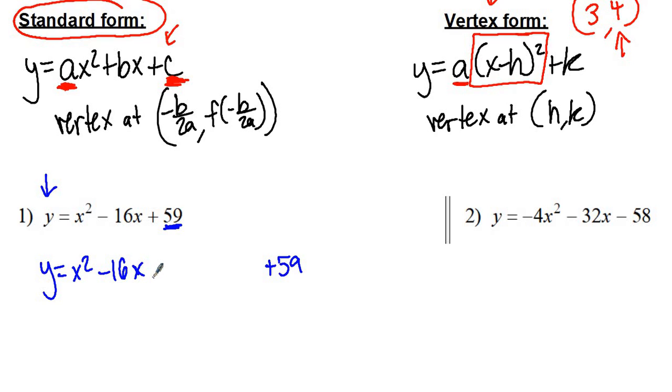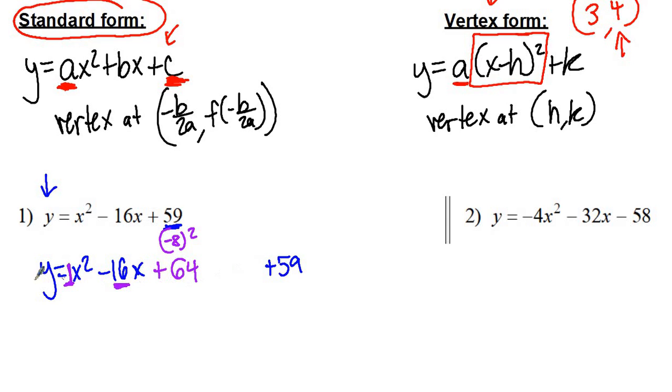Okay, our next step is to factor out the a, if there is an a. And in this case, a is equal to 1, so we don't really need to factor it. In number 2, we will have to pull it out, but in this case we don't. Okay, so that's not going to get in the way. Now we need to complete the square, so we take half of the number in the middle, negative 16, half of that is negative 8, and then we square it, and squaring negative 8 gives us positive 64.